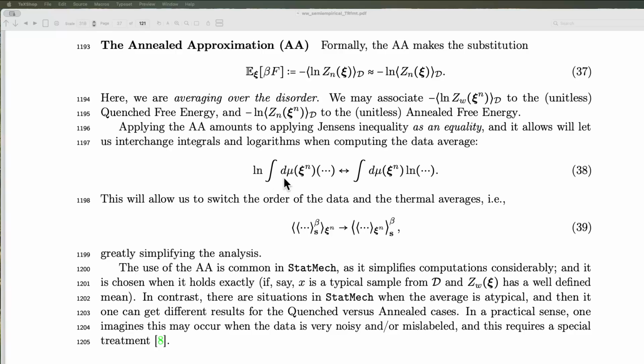So if we have the logarithm over this multivariate distribution of the data of something, we can switch this integral over the data with the log. And sometimes I'll write that as saying I have these two averages, a thermal average and a data average, and I switch them. What we do is the data average first and the thermal average second. And so that's the notation that we're using to describe what the annealed approximation is.